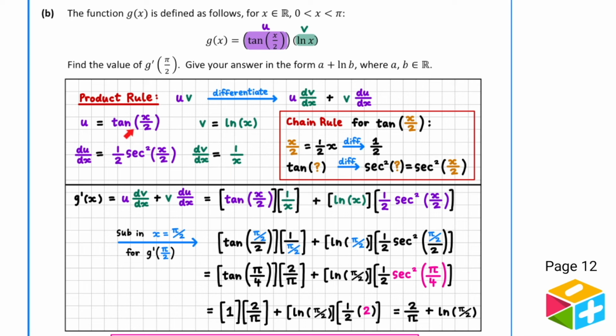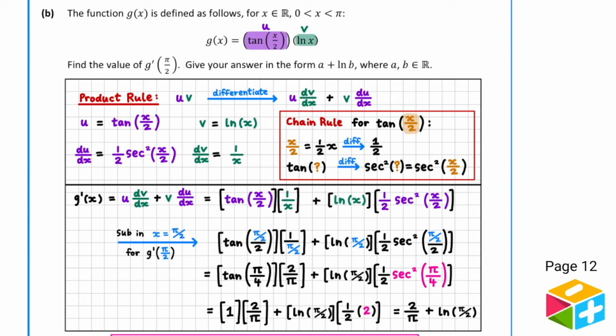When it comes to the tan x over 2, things are a bit more tricky. Here, we'll need to use a chain rule. This involves performing two differentiations, an inner differentiation and an outer differentiation. On the inside of the tan, we have an x over 2. This can be rewritten as a half times x. If we differentiate this, it comes out as a half.